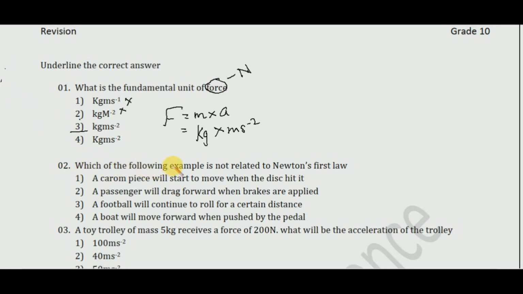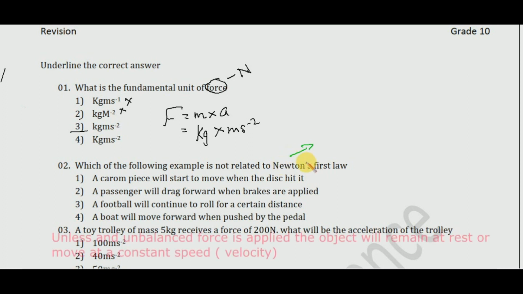Which of the following examples is not related to Newton's first law? First we are recalling Newton's first law. It says that an object remains stationary or moves at a constant velocity when no unbalanced force is applied. So if I say the law correctly, unless an unbalanced force is applied, the object will remain at rest or move at a constant velocity. Let's see now whether these answers match that definition.